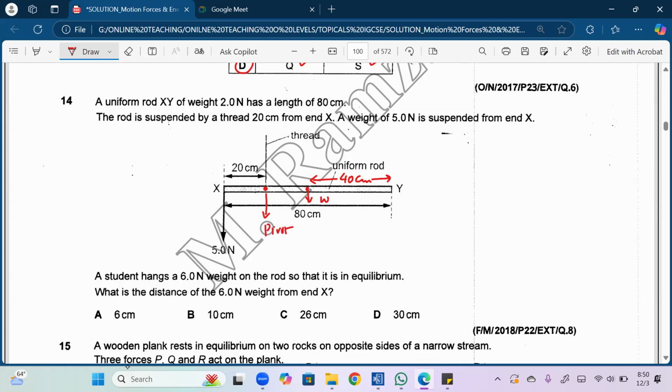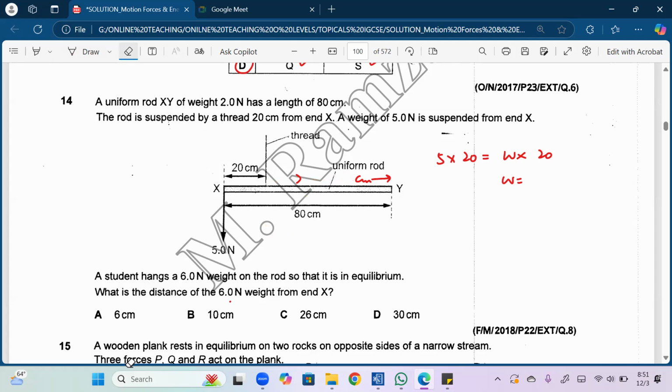So this is taken as 5 times 20. It is going to produce anti-clockwise moment, and this is going to produce a clockwise moment. So this would be W times 20 as well. So which means W would be equal to, what is the distance of the 6 Newton load? Okay, we have to do it again. We have to interpret it again.